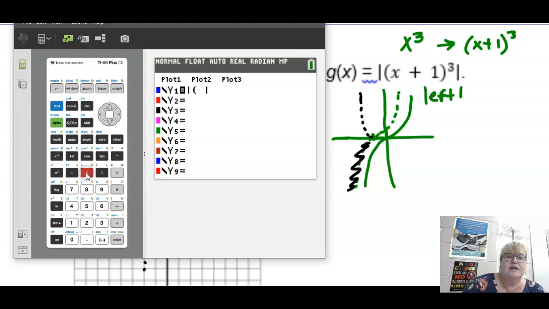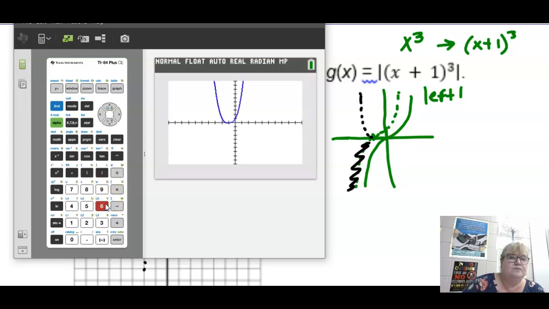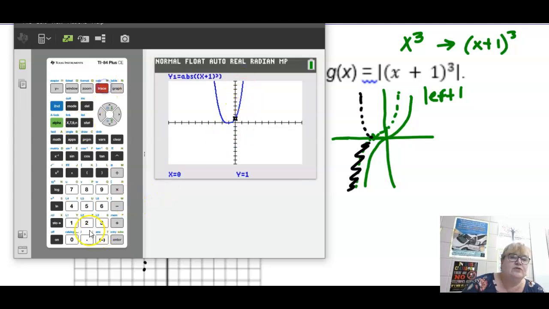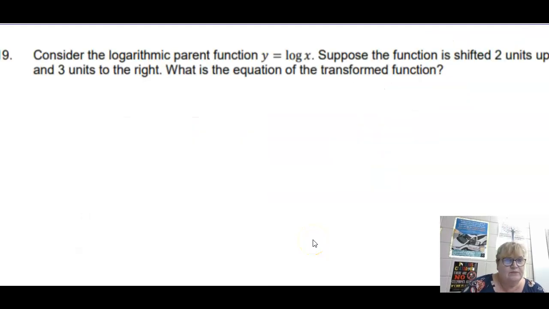And then it says I need parenthesis x plus 1 quantity to the third. All right, and then I'm just going to do a zoom 6 for a standard window. And I think I was right. It's crossing down here at -1, crossing at 1, 1. If I put in a positive 1, so I went out 2, I'm going to go trace 1. I think it's all the way up at 8. Okay. So that was an example of the absolute value function, not on a quiz.